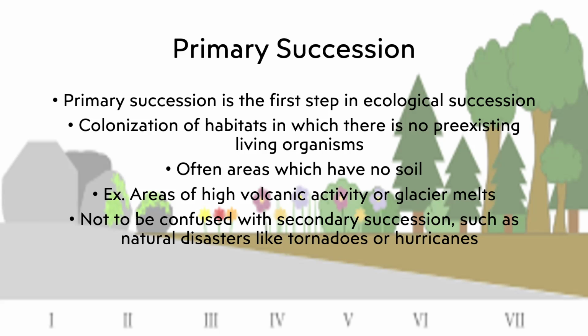This is not to be confused with secondary succession, which can result from natural disasters like tornadoes or hurricanes. And the difference here is that in secondary succession, the life may not be directly visible in the form of trees or flowers, things like that, but microscopic organisms and soil are still present. So it makes it much easier for life to integrate into that system.